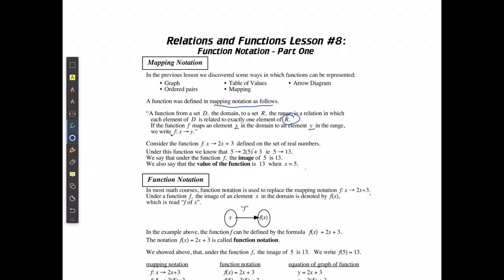If the function f maps an element x in the domain to an element y, then x is my input, I do a process, and then I get an output of y. If I have the function f of x, where x is an input and the output is 2x plus 3, then I could pick a number. In this case I picked 5, where I'm going to say 2 times 5 plus 3. So if I have an input of 5, I'm going to have an output of 13. We say that under the function f, the image of 5 is 13. We can also say the value of the function is 13 when x is equal to 5.